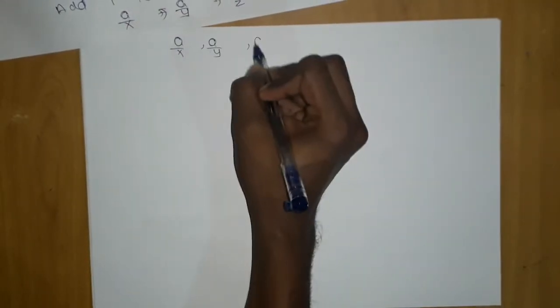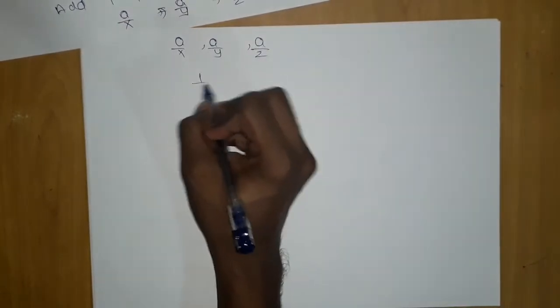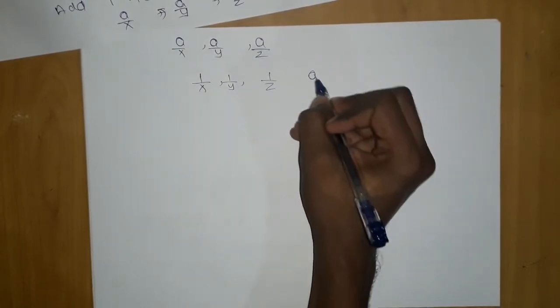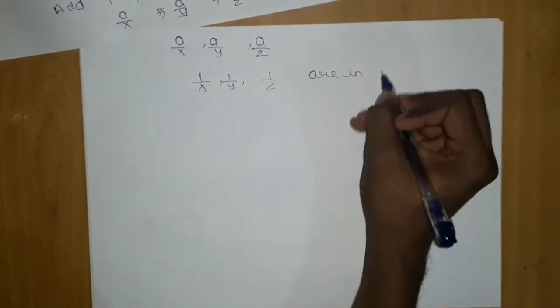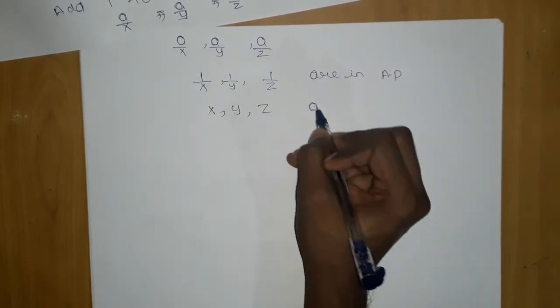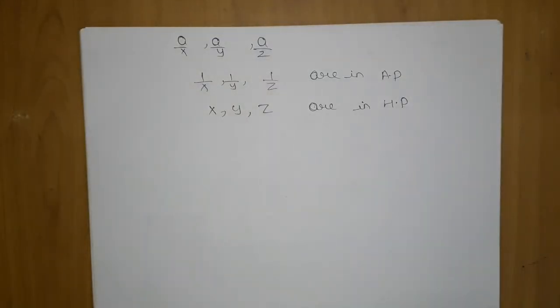Now the next step, even a small 10th class student will tell you to divide throughout by a, which gives 1 upon x, 1 upon y, 1 upon z. So they are in AP. Then x, y, z are in HP, as vice versa is true: if the reciprocals of terms are in AP, then the terms are in HP. Okay, so we got this thing.